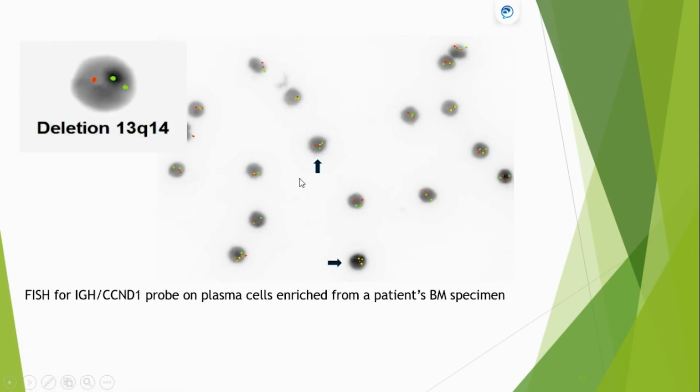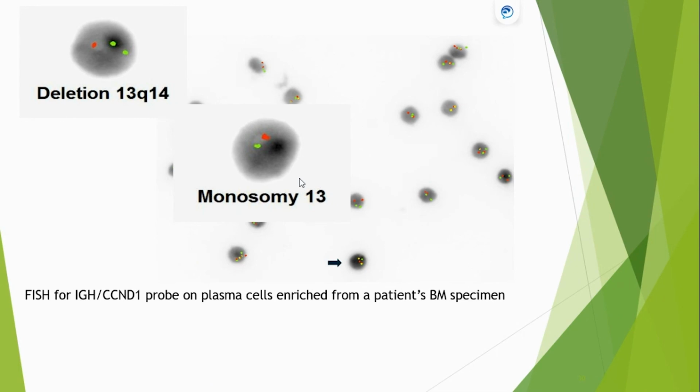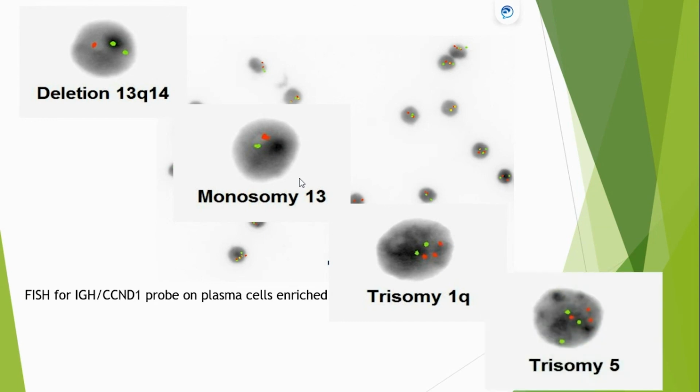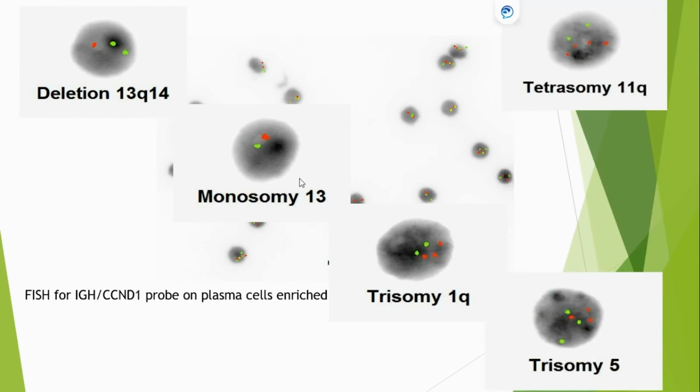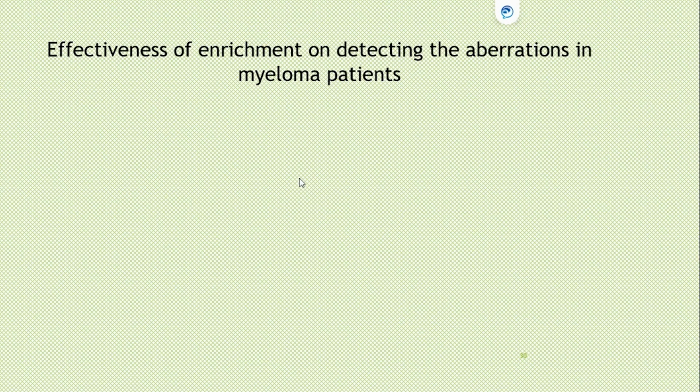Or any other probes, like 13q deletion here, one red, two green. One of the red is missing, so it's a deletion of 13q. Or one red, one green is missing. That's the monosomy 13. And a gain of 1q here with three red signals shows one extra signal for the long arm of chromosome 1. Or trisomy 5, that's in hyperdiploidy, you can actually see that. Or trisomy or tetrasomy 11q again shows in the hyperdiploid cases. Or translocation 14;16. These can all be detected by this technique.